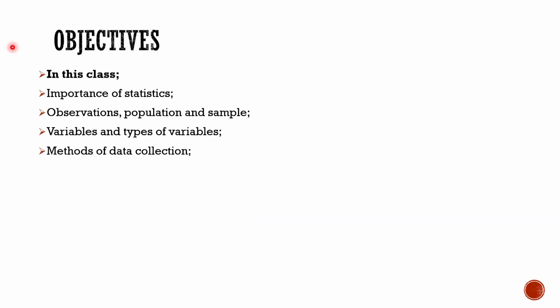So the objectives of this class are that we are going to see the importance of statistics. Then we'll be moving ahead with basic terminologies like observations, population and sample in statistics. Then we would be talking about what variables actually are and types of variables. Then ultimately we will lead to methods of data collection.